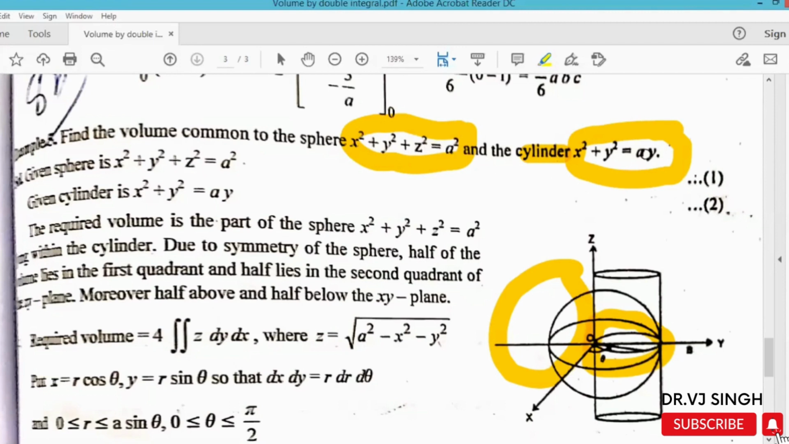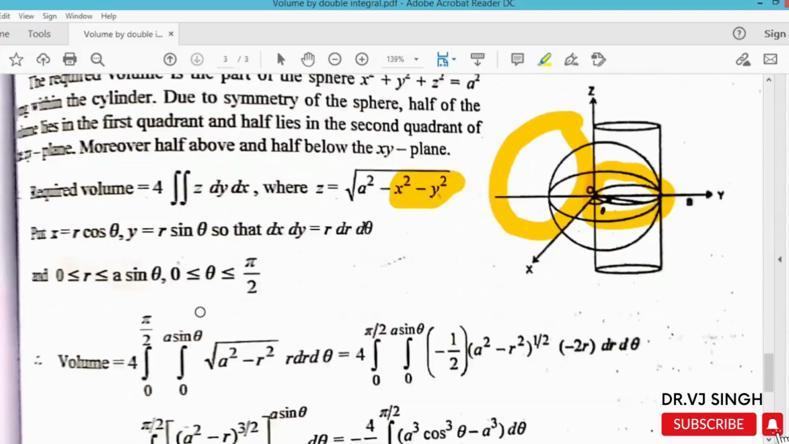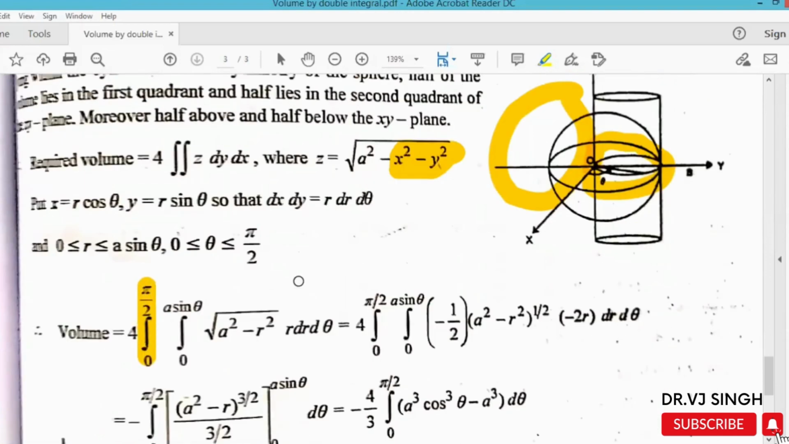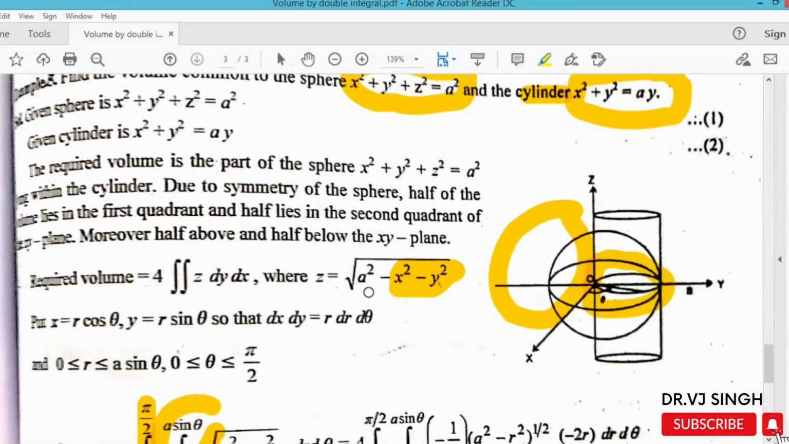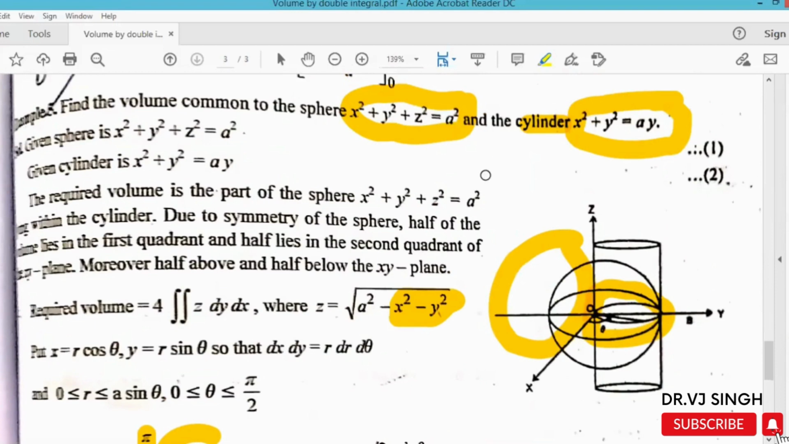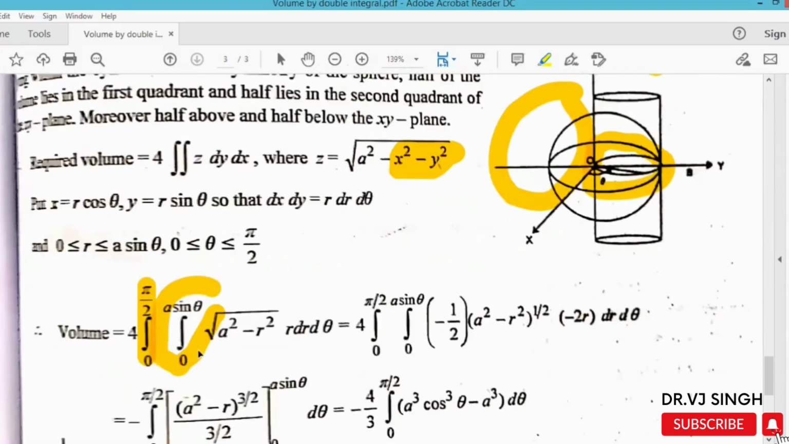Now in the first quadrant, we see there is x square plus y square, so we convert this into polar coordinates. In the first quadrant, theta varies from 0 to pi by 2, and for r, we find r equal to a sin theta. So this is the limit, a sin theta, and simply solve this.